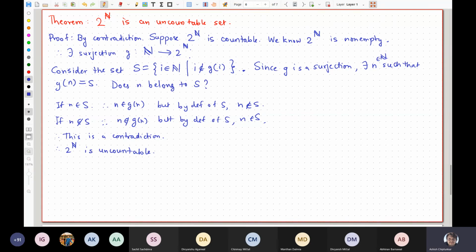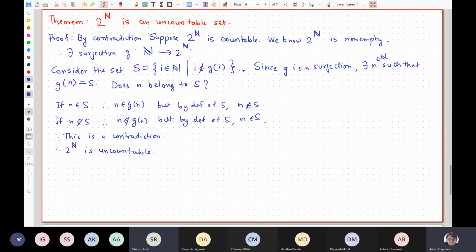Yeah, Shibashish? So here will we have to handle the base case that S is empty? Doesn't matter, no? First of all, we are not giving a proof by induction. So even if S is empty, I can apply exactly the same argument.